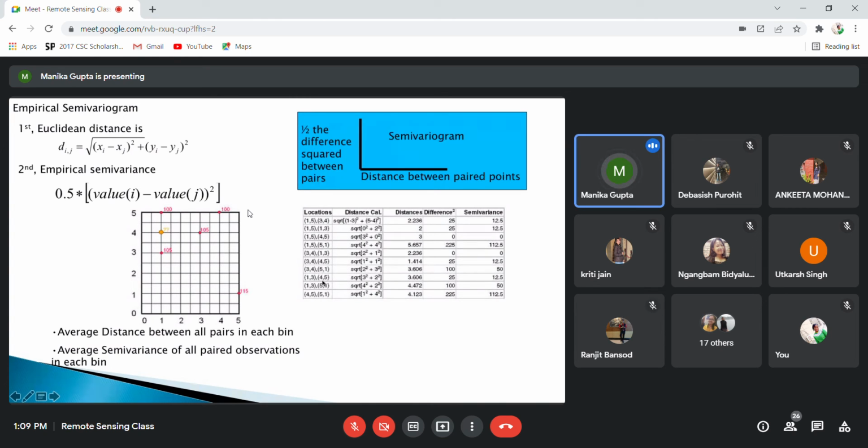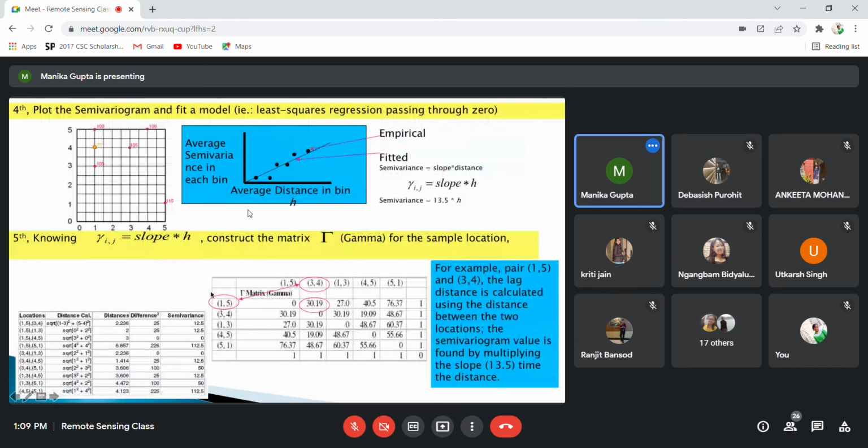So you have to do this for all the combinations here, or for all the known points. So this and this and this. Everyone gets this? Yes, ma'am. So this is to make your semi-variogram, or plot the points on your semi-variogram. Once you have this, you need to get the slope of this. In this particular condition, when we are taking a linear slope, we got the value of 13.5 here.